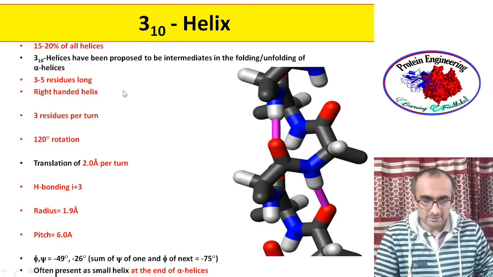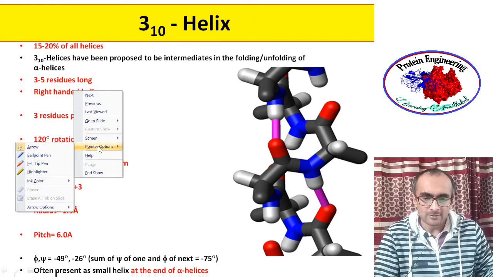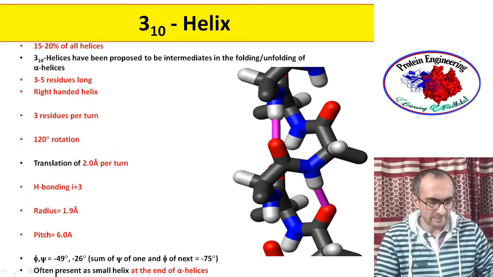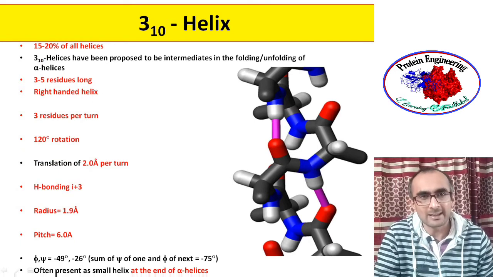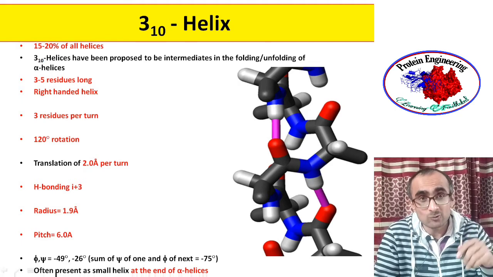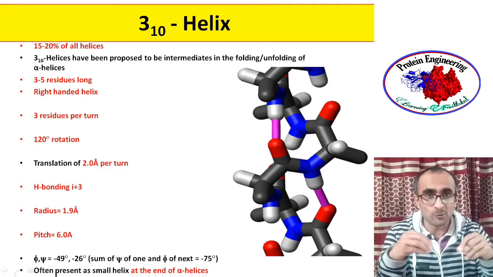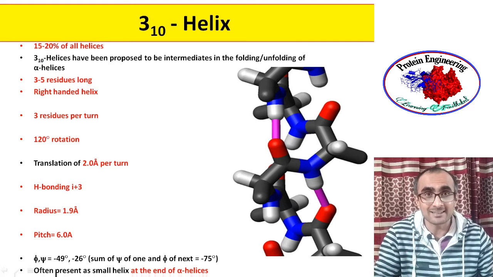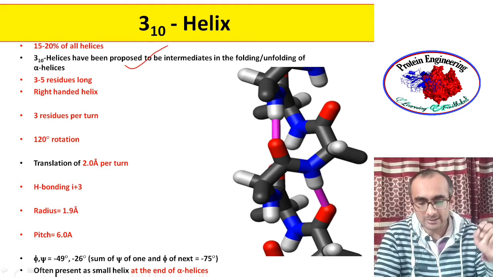So first, 3-10 helix. 3-10 helix is basically found in 15 to 20% of all helices. In fact, at the beginning and end of alpha helix, there is a small stretch of 3-10 helix. If you pull both ends of alpha helix apart, it will become like a 3-10 helix. So this is the extended form of alpha helix, and it is supposed to be an intermediate in folding and unfolding of alpha helical structures.